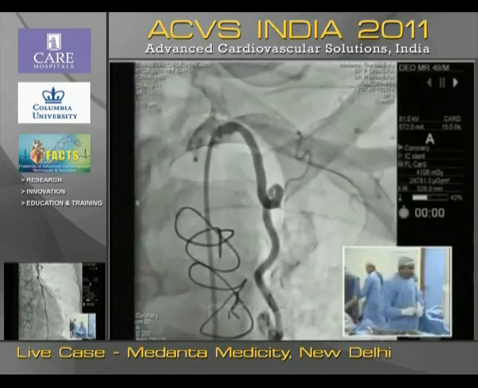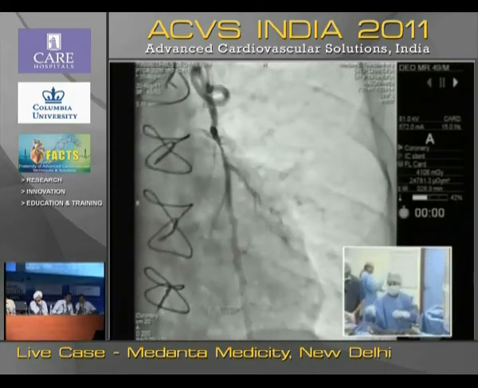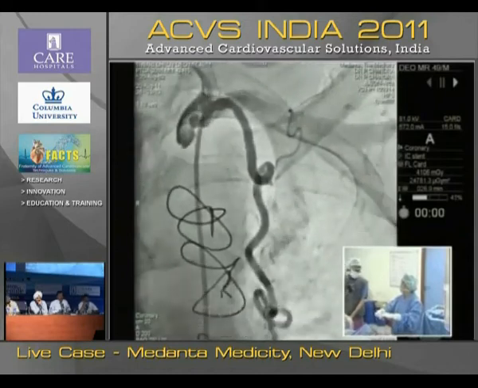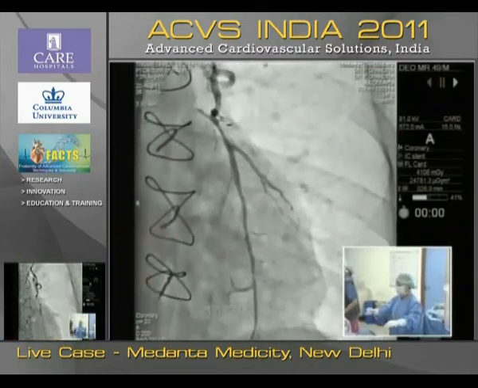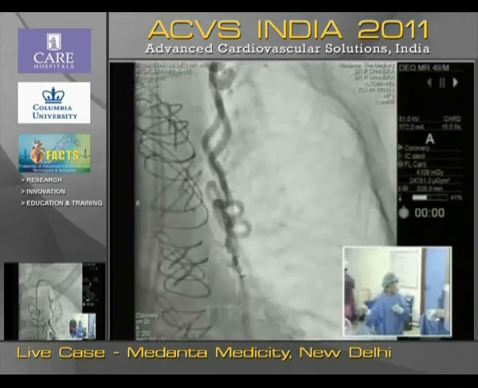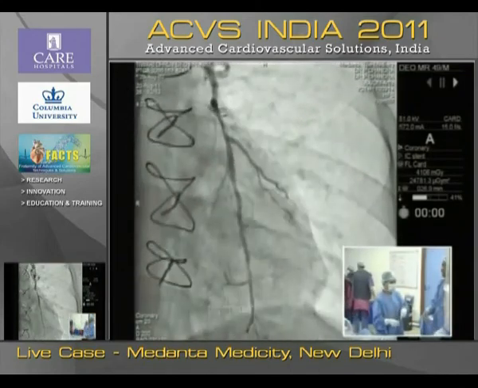Dr. Chandra, which territory did the dobutamine stress echo show the problem? I mean, this was basically the apex and the inferior wall. So we will see now, because the RCA was big.